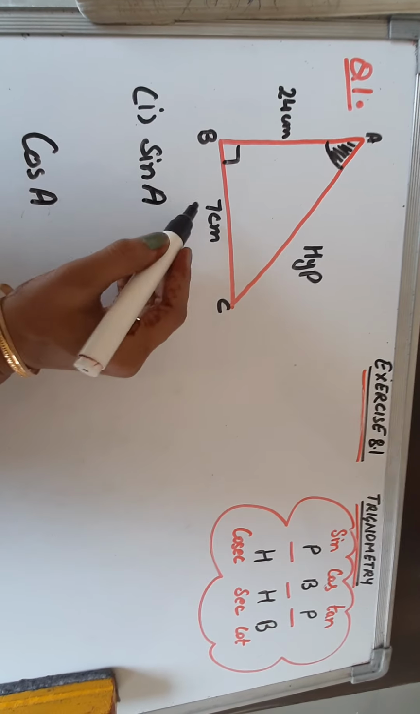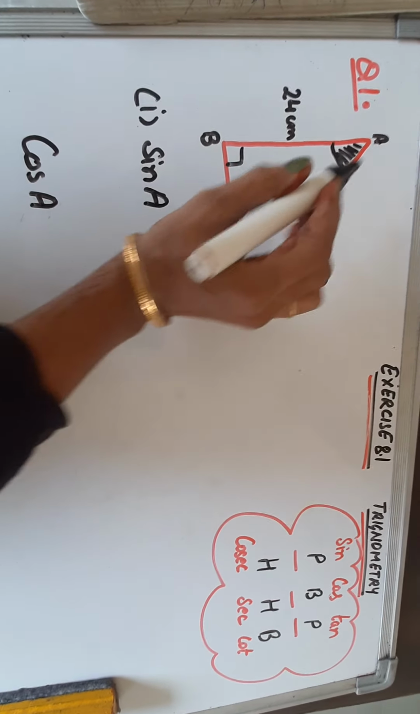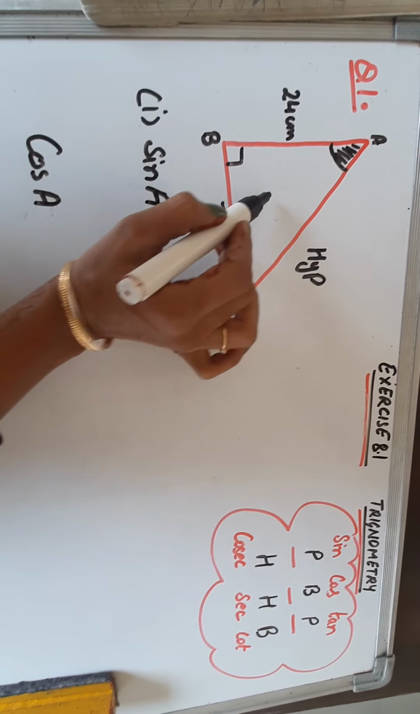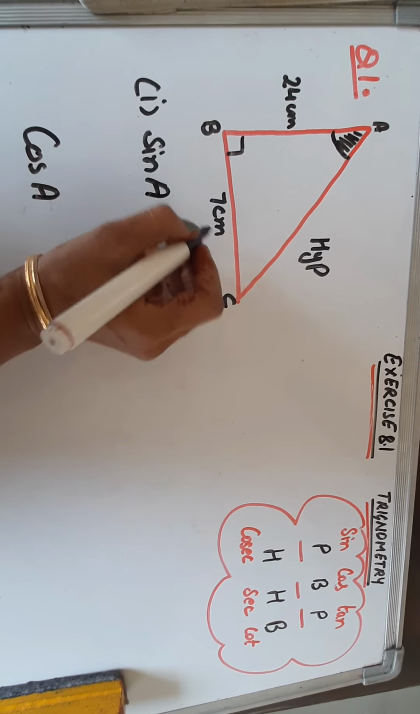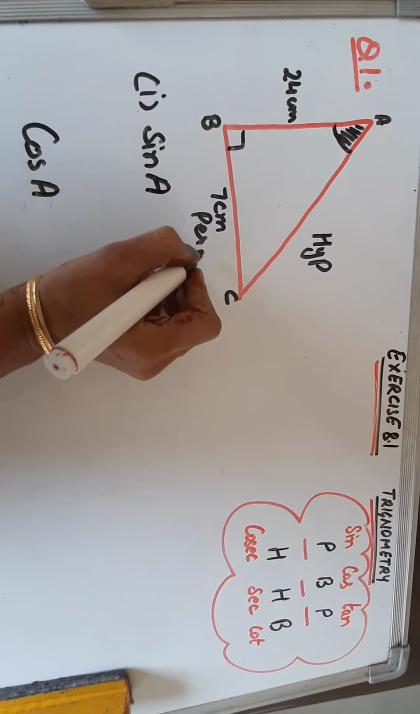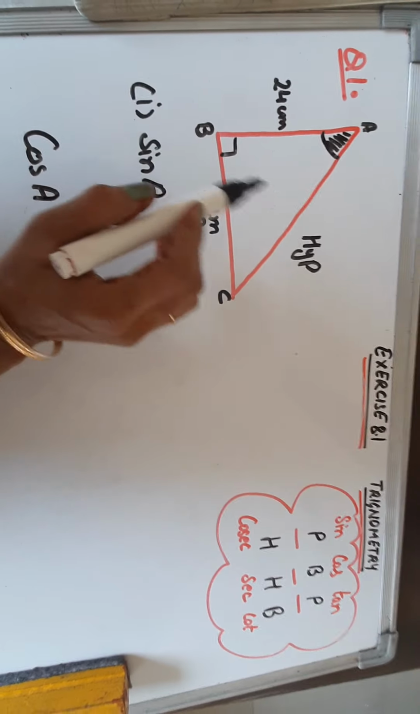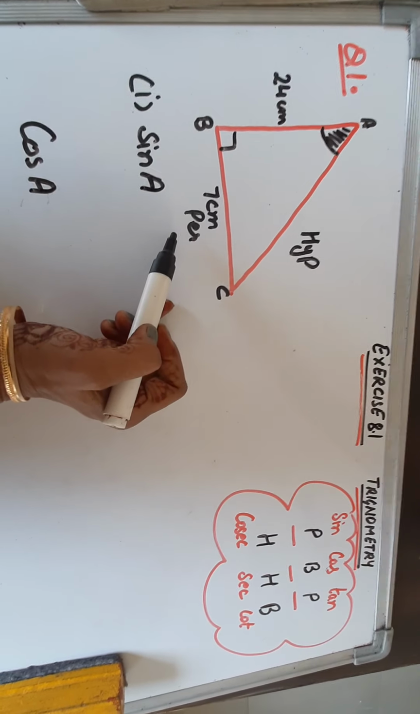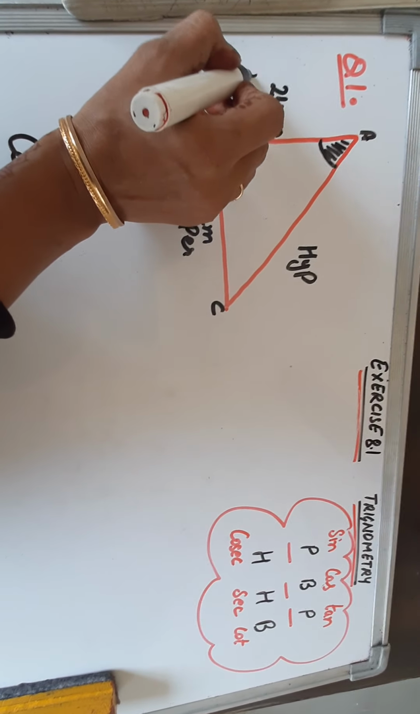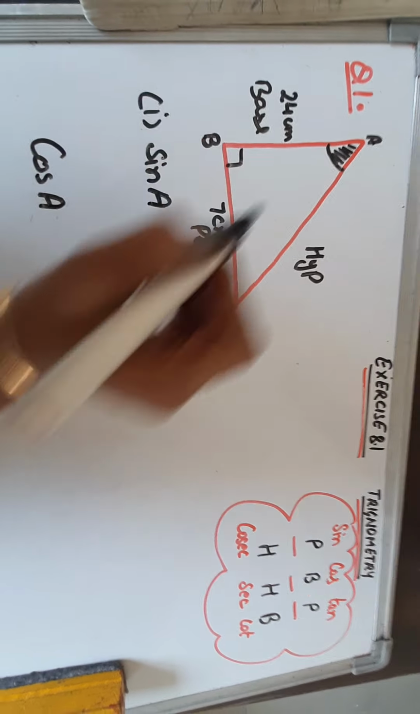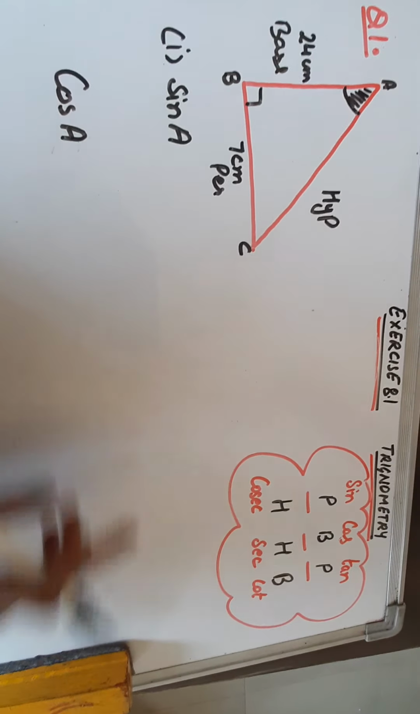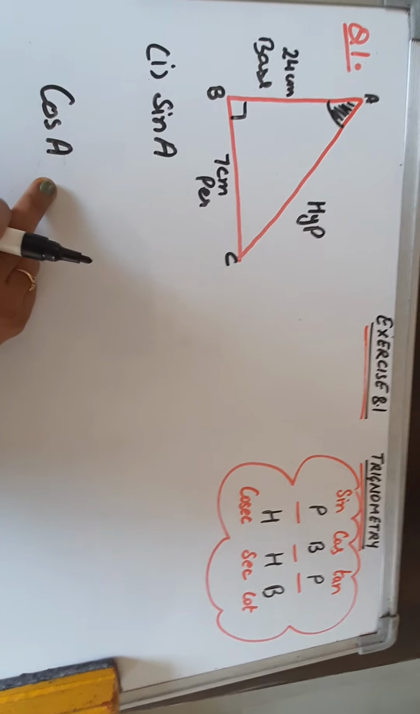Now angle A is involved with the trigonometric ratios. So this is angle A and side opposite to angle A is BC. So this will be selected as a perpendicular, and the third remaining side, other than hypotenuse and perpendicular, will be taken as the base. Right? Now let us find out the value of sin A and cos A.